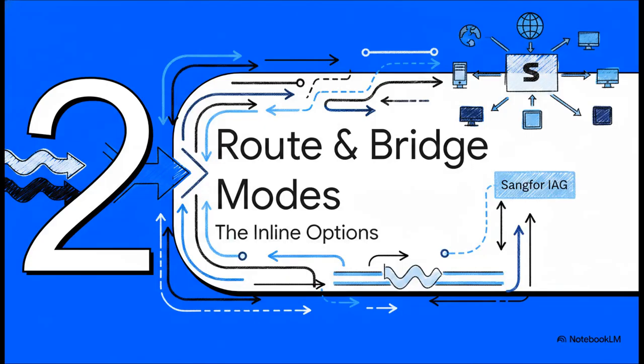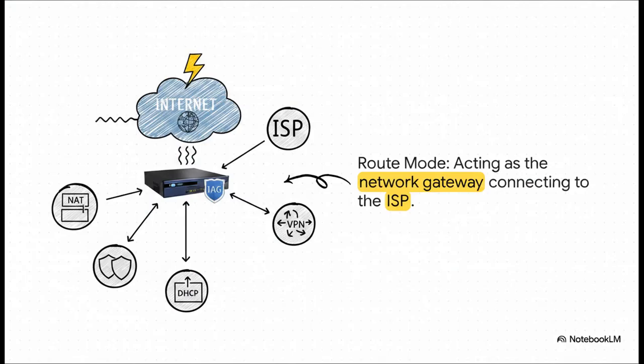Moving on to Section 2, Route and Bridge Modes. These are our inline options. First up, we've got route mode. In this topology, the IAG acts as the literal front door to the internet, connecting directly to your ISP. Because it operates as your primary gateway, it handles everything.